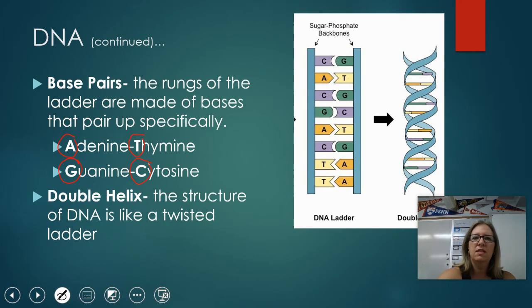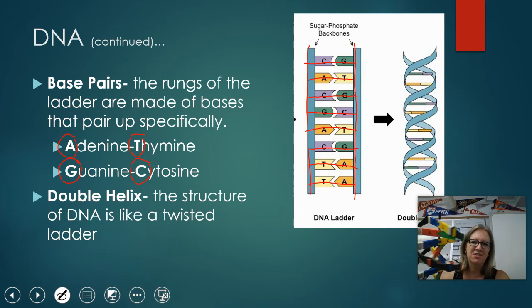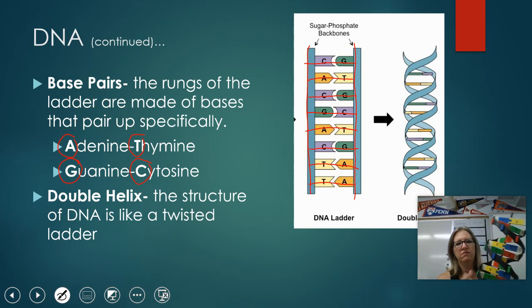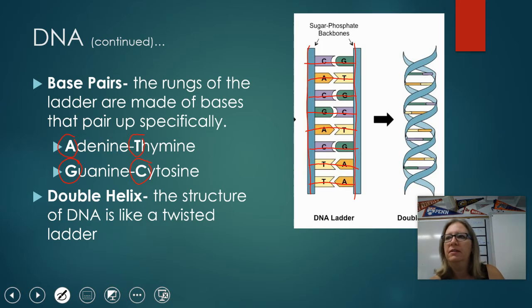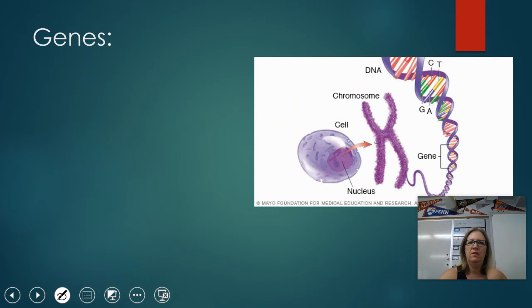Okay, and then you can see that ladder structure right here with these base pairs going across. But then if you give that ladder a twist, you wind up with this structure right here. And this is known as a double helix. Okay, that is the structure of DNA. It's like a twisted ladder. Okay. All right, so let's get into genes a little bit.